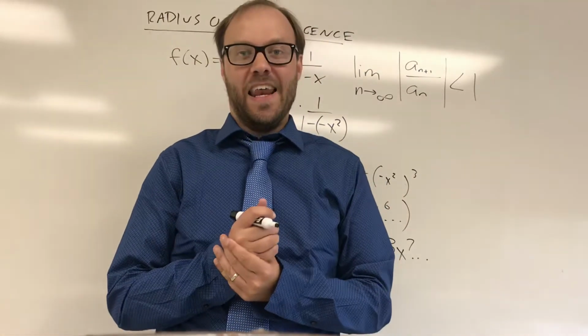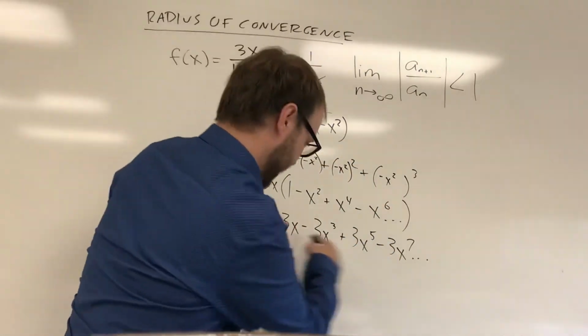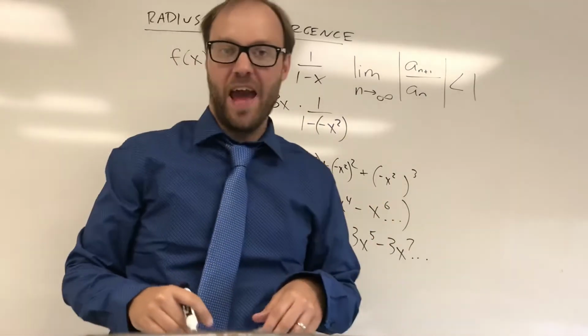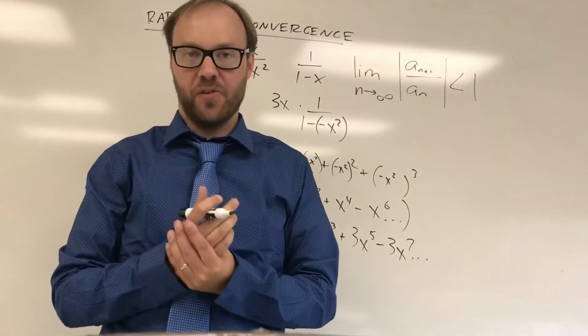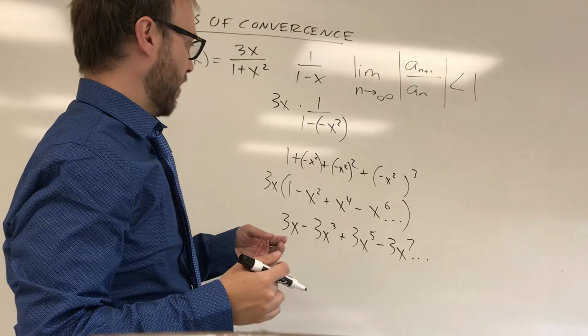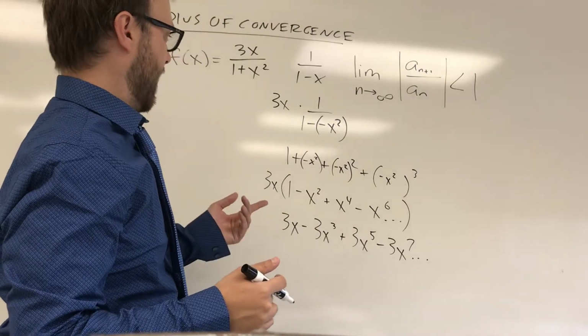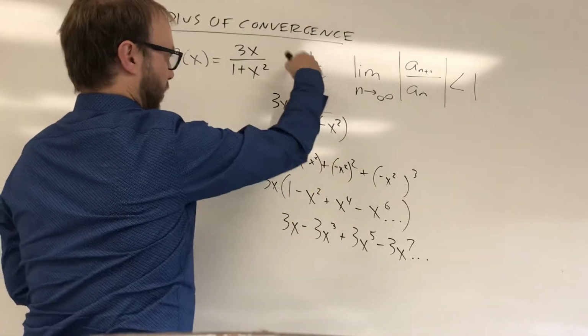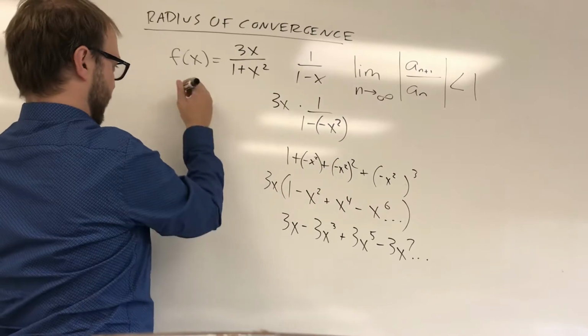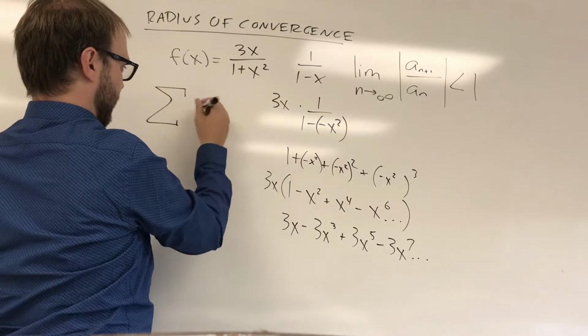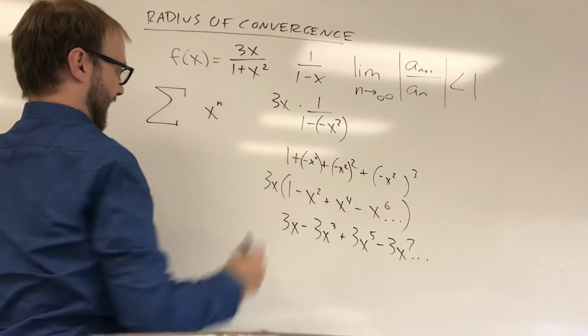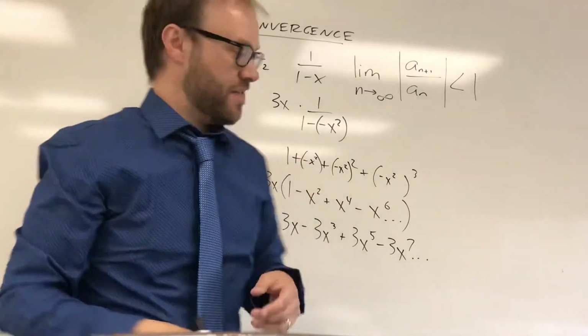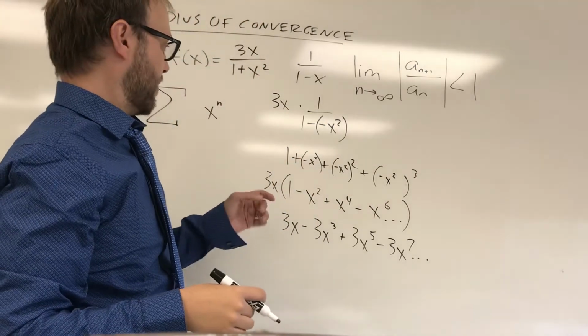Again, I'm not real good at looking at these and trying to figure out the pattern. If you can do that, that's great. I'm a lot better at going back to the basic 1 over 1 minus x series, which is the sum of x to the n, and then trying to substitute in values. So what are some extra things that have happened here?